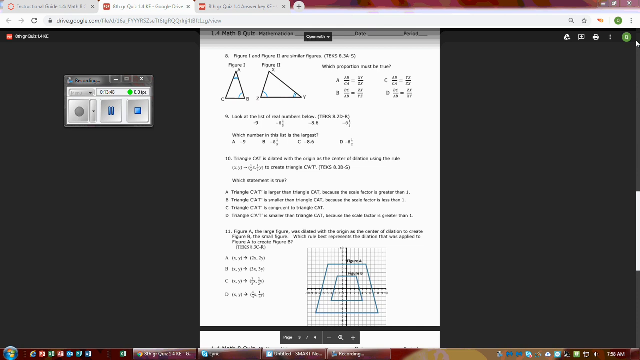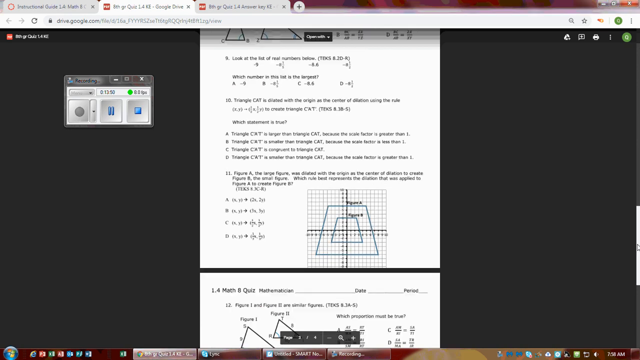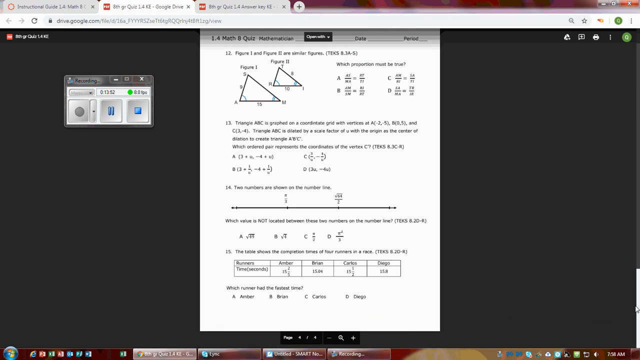All right, number 14. Two numbers are shown on a number line. Which number is not located between these numbers? So first, let's put these two into decimals. So we have pi. Pi is 3.14 divided by 3.